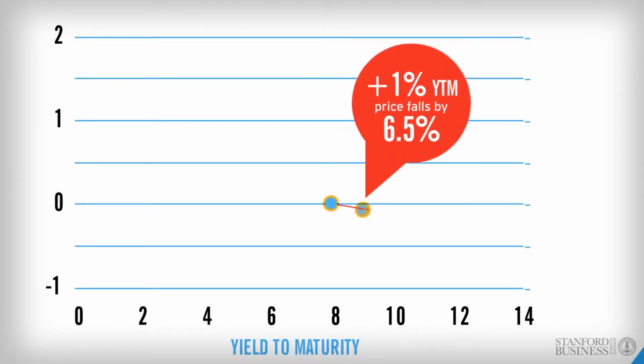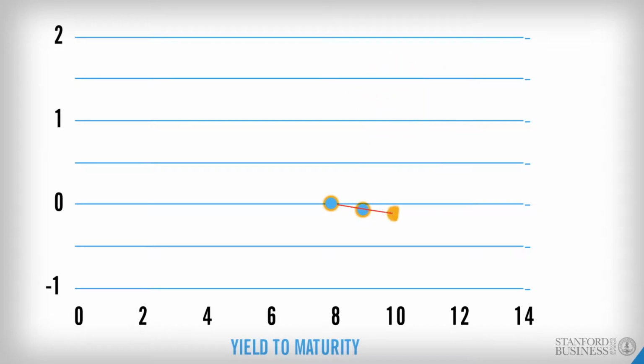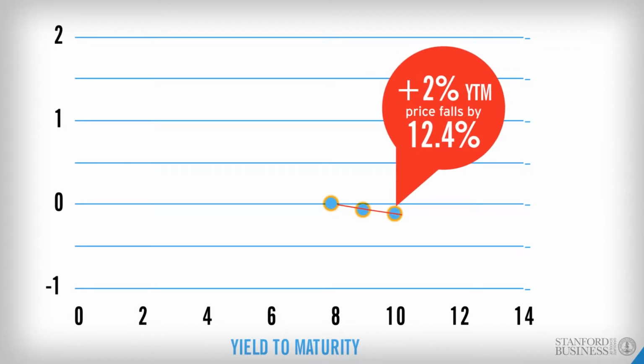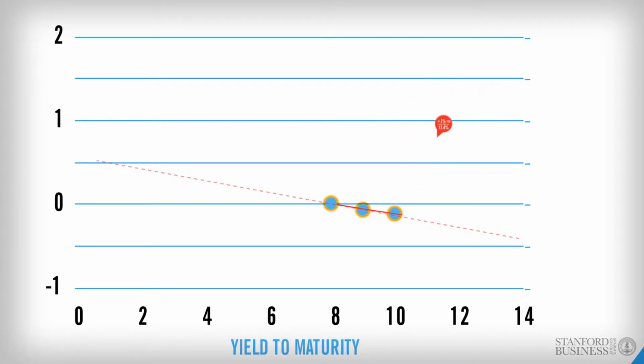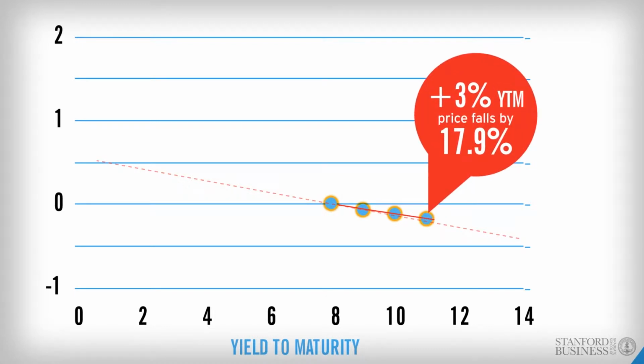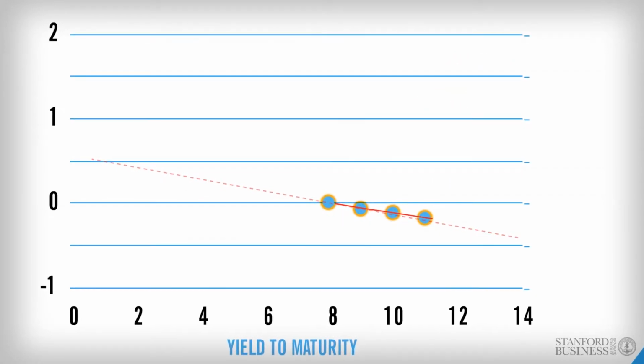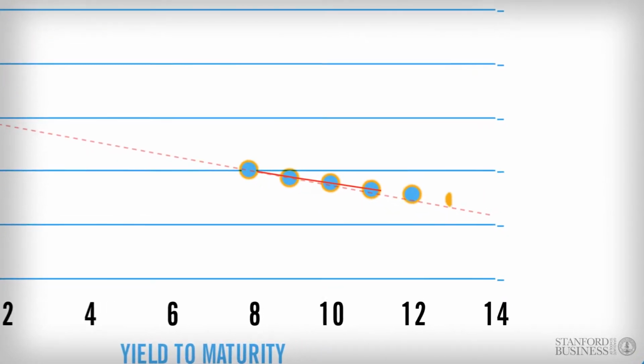Now, for a 1 percentage point increase in the yield to maturity, you will find that this bond's price falls by 6.5%. For a 2 percentage point change in the yield to maturity, it falls by 12.4%, which is less than 2 times the impact of the 1 percentage point change. And for a 3 percentage point increase in the yield to maturity, it falls by 17.9%, which is quite a bit less than 3 times the impact of a 1 percentage point change. So each additional percentage point increase in the discount rate continues to impact the bond price adversely, but does so with decreasing strength.